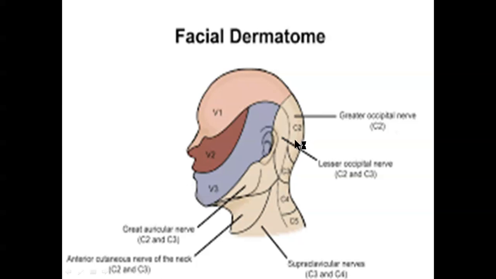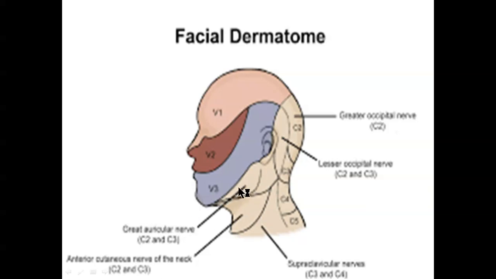So in that case, we need to know greater occipital nerve has the dorsal rami from your C2, and lesser occipital nerve is from your C2 and C3 level. Here we have the cutaneous branches from C4 as well as C5. But remember, this is the back of the neck. Don't confuse this back of the neck with the side of the neck. Side of the neck would be your greater auricular nerve, which we will discuss further in upcoming slides.